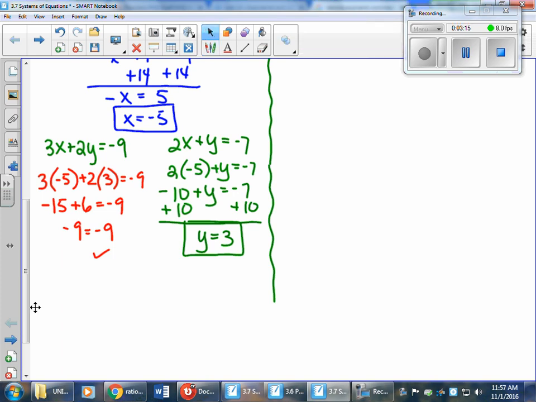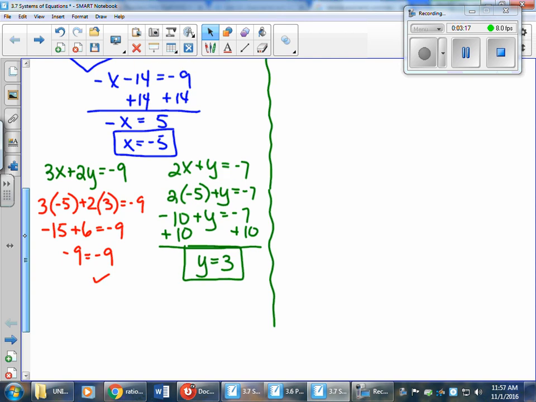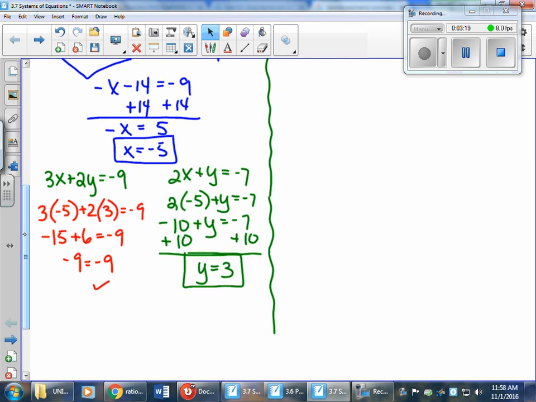Now, the next one, I'm not going to do that one in its entirety, but I am going to start it. So again, if you want to pause here and take a look at that substitution problem, that's a good idea.